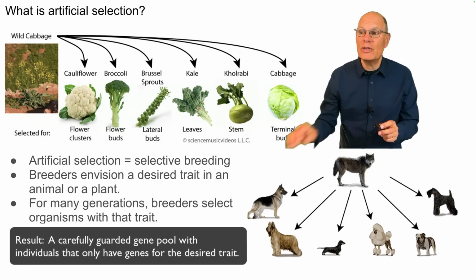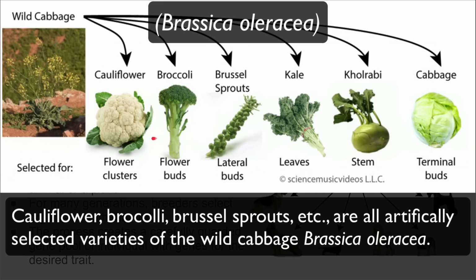Here are two examples. The plants that are in the Brassica oleracea family include cauliflower, broccoli, Brussels sprouts, etc. They're all the same species. The ancestral plant, Brassica oleracea, has been bred for specific traits: for flower clusters in terms of cauliflower, for flower buds in terms of broccoli, for lateral buds in terms of Brussels sprouts, for kale in terms of leaves. But all of these are varieties of the same species that have been bred for specific traits.